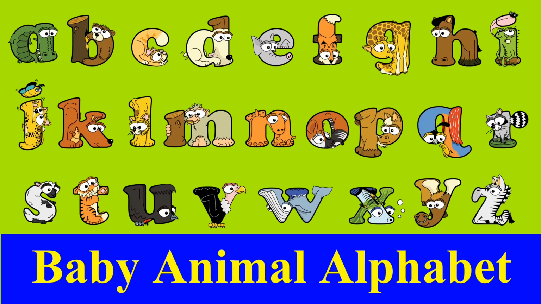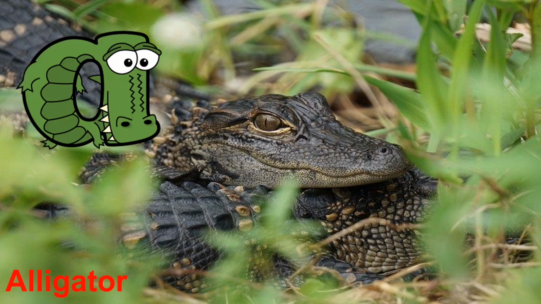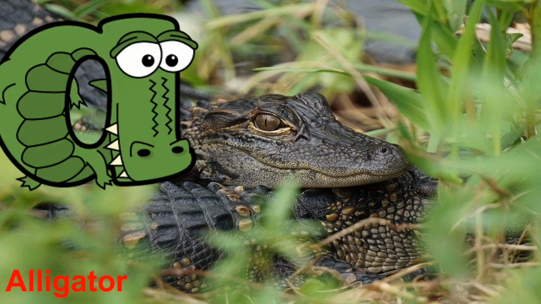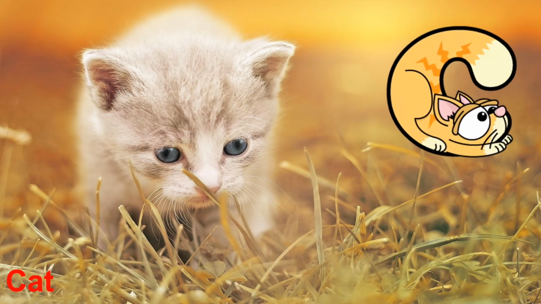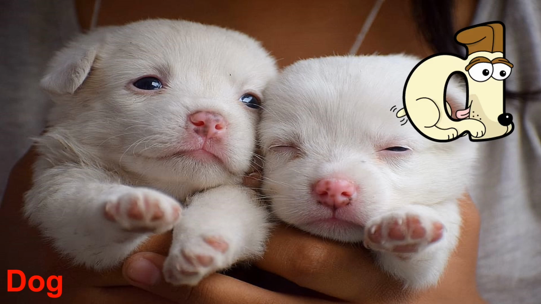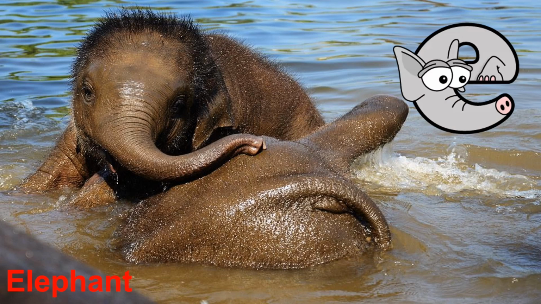Baby animal alphabet. A is for alligator. B is for bear. C is for cat. D is for dog. E is for elephant.